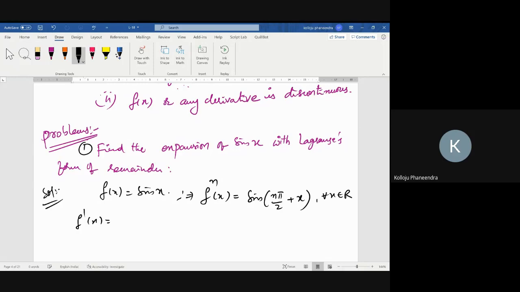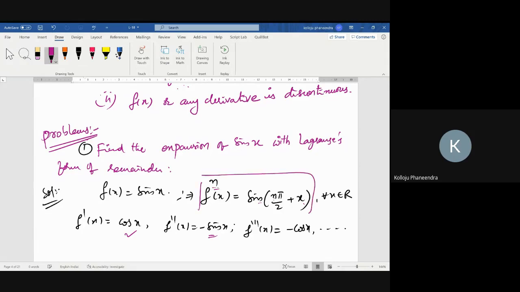Or you can find the first derivative: cosine x. Second derivative is minus sin x. Third derivative is minus cosine x, and so on. See this formula: if I put n equal to 1, first derivative, sin of pi by 2 plus x is cos x. If I put n equal to 2, sin of pi plus x, third quadrant, so minus sin x. And if I put 3 pi by 2, minus cos x. So the generalized nth derivative formula is this one.